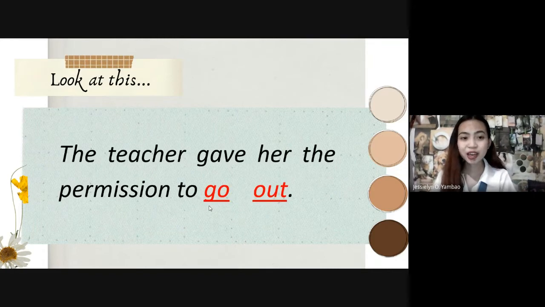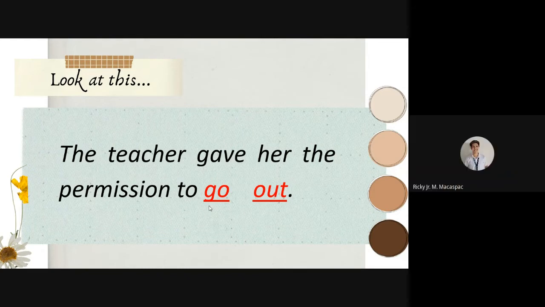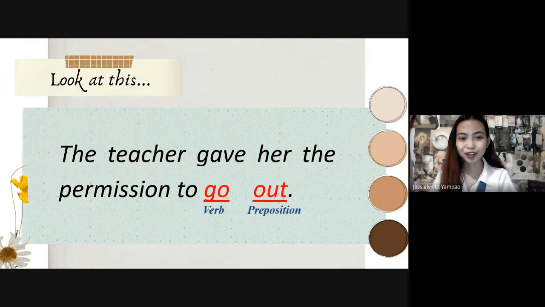The teacher gave her the permission to go out. Ricky, would you like to try? What do you think go out consists of? Ma'am, go out consists of the verb and a preposition. Go is the verb and out is the preposition, po. Very good. Again, go is the verb and out is the preposition.